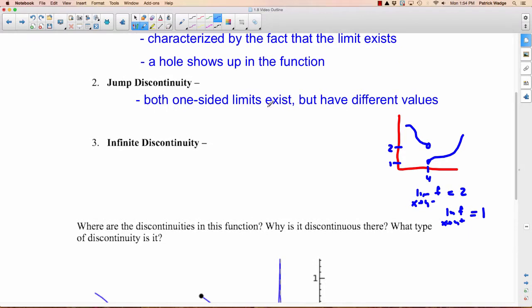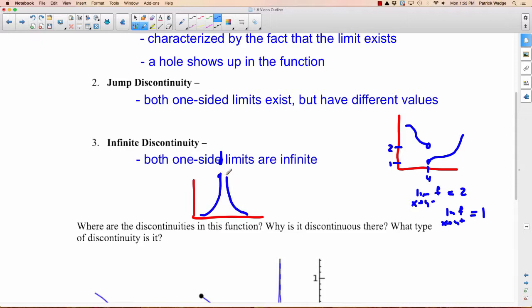Okay, the last one is an infinite discontinuity, and this is also a very good name because this is when both one-sided limits are infinite. This should also say one-sided limits are infinite. So an example of that, I suppose, would be something like this. You've got a function that goes up and up and up like this, and it also goes up and up and up like this, and continues out this way and it continues out that way, whatever.